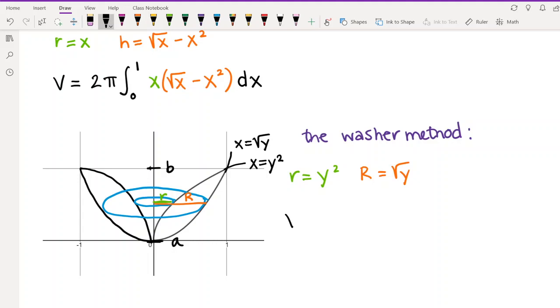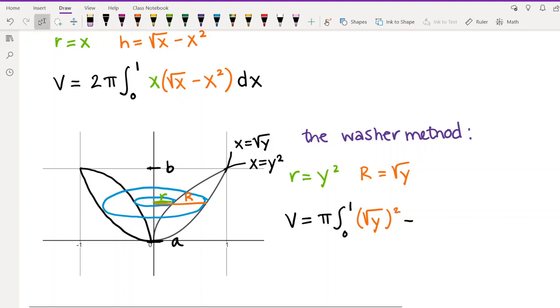And so this time we're going to get the volume is equal to pi times the integral from 0 to 1 of, so how does this one work? Now we have to do big R squared minus little r squared. And so that's going to be square root of y squared minus y squared squared.